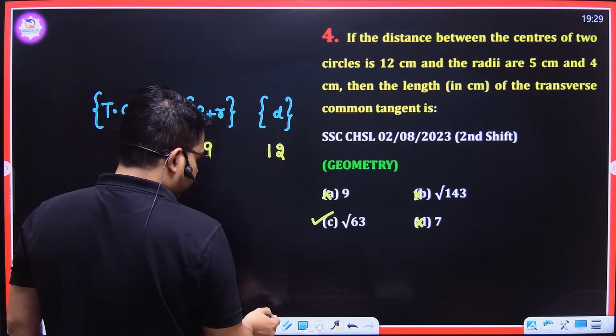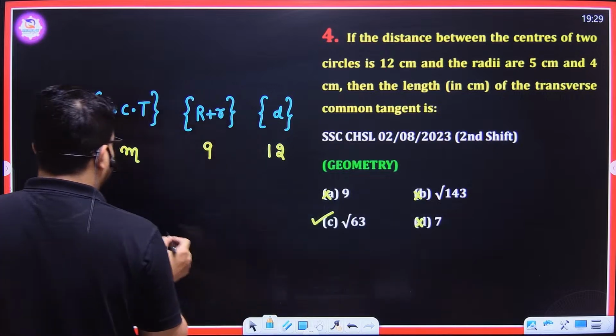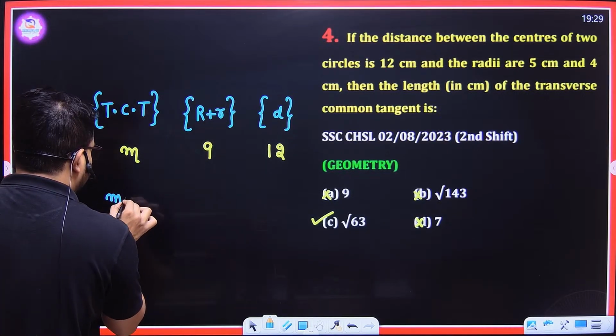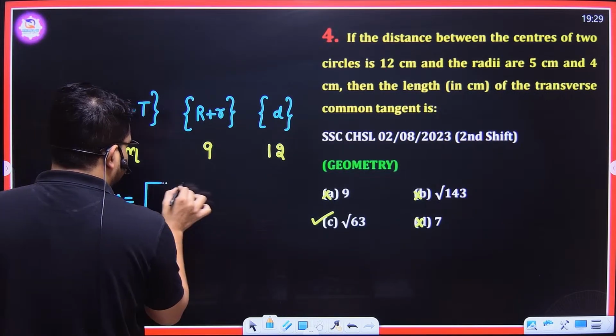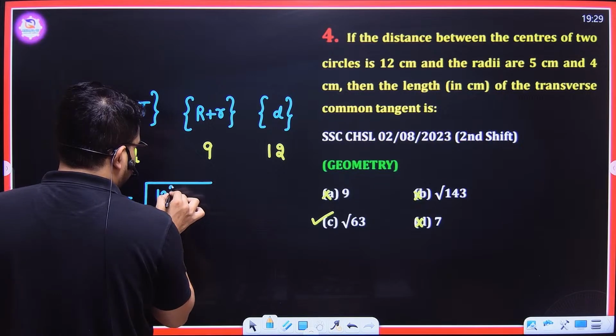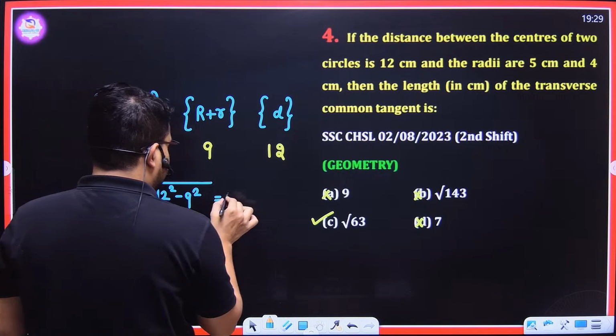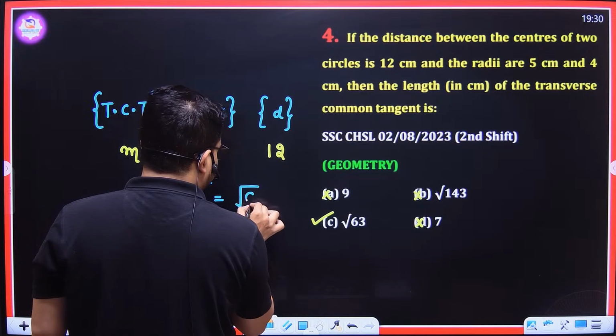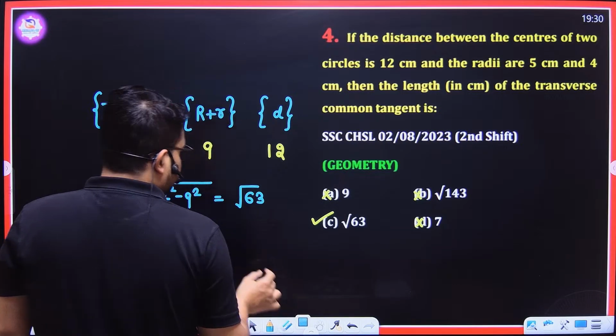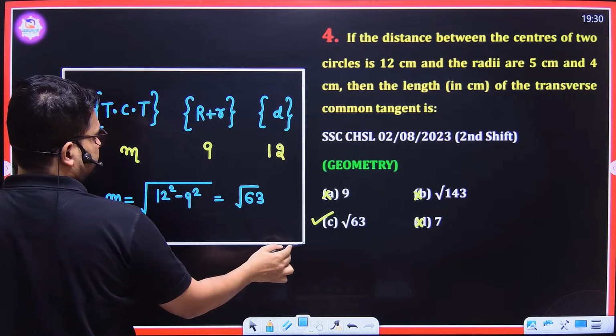Or if you want to solve this question, then M is equal to what? Under the root of 12 square minus 9 square. So you don't need to make a figure in your examinations. M is equal to under the root of 63. That is option number D. Next.